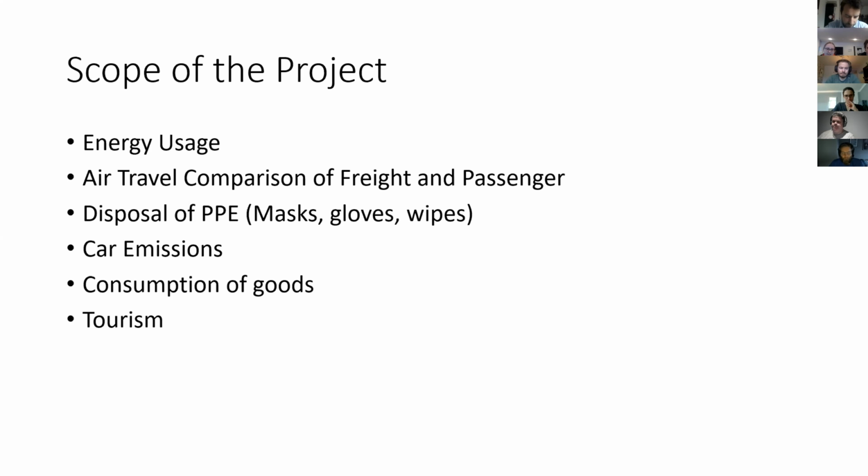And then we'll be looking at the consumption of goods. So here, we plan to look at which goods people are still buying and which goods have gone up or down in consumption. And lastly, tourism, because that is still a very vital part of the economy here. So we'll be looking at how tourism has affected the environment as well.